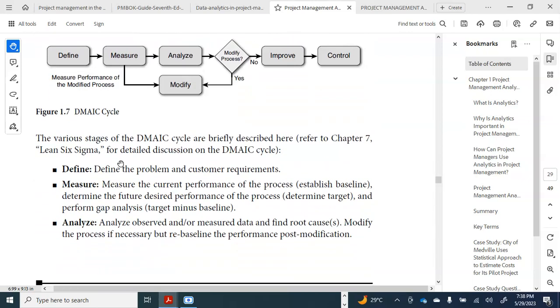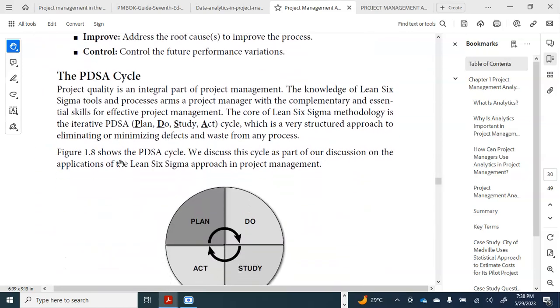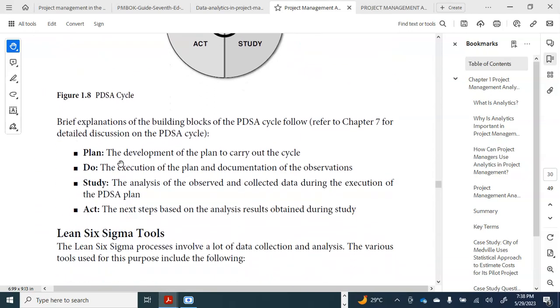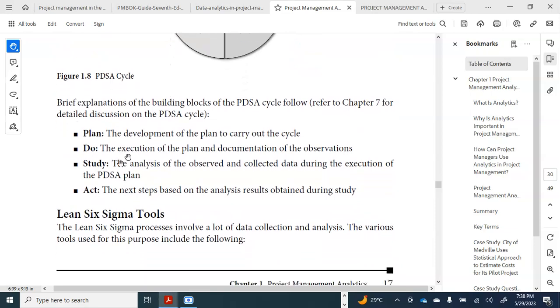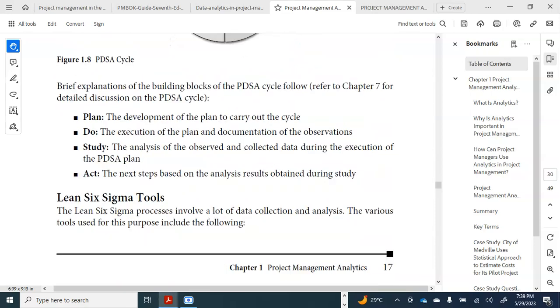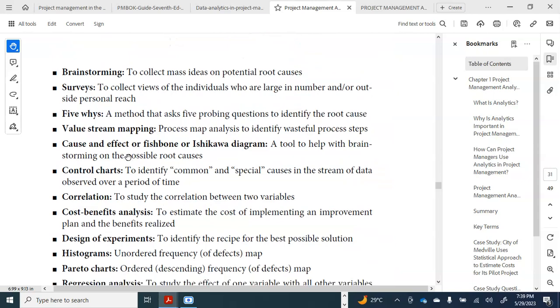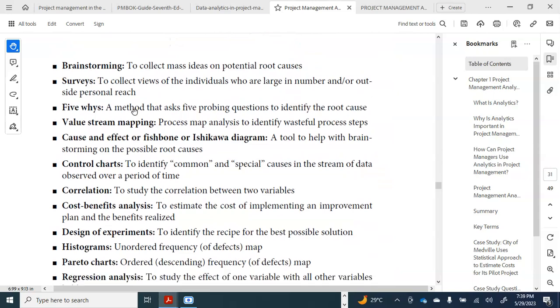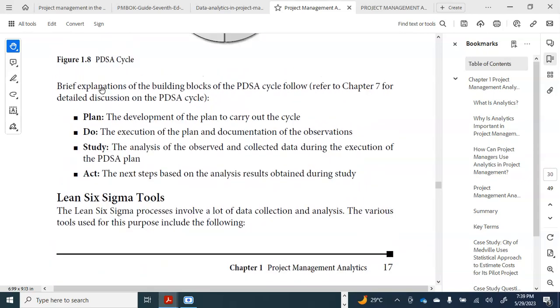Forge ahead. Okay, so forge ahead. This is a very interesting document that you need to read to understand project management and analytics, brainstorming. So let me just take these parts.